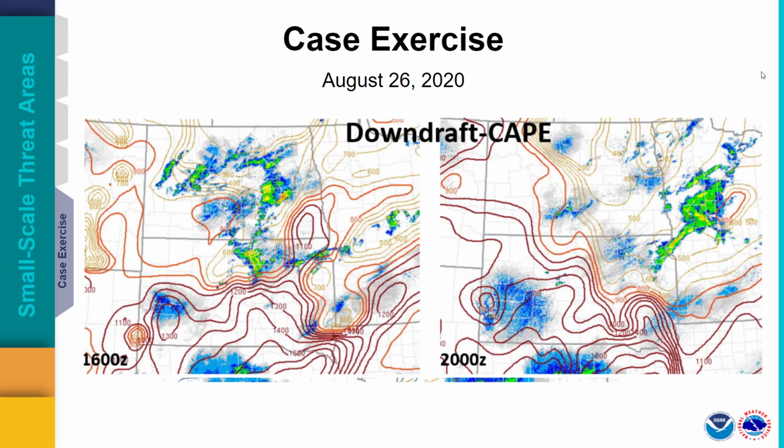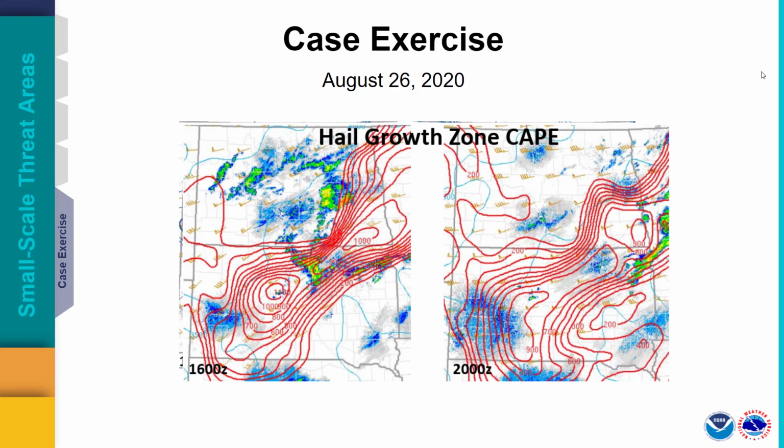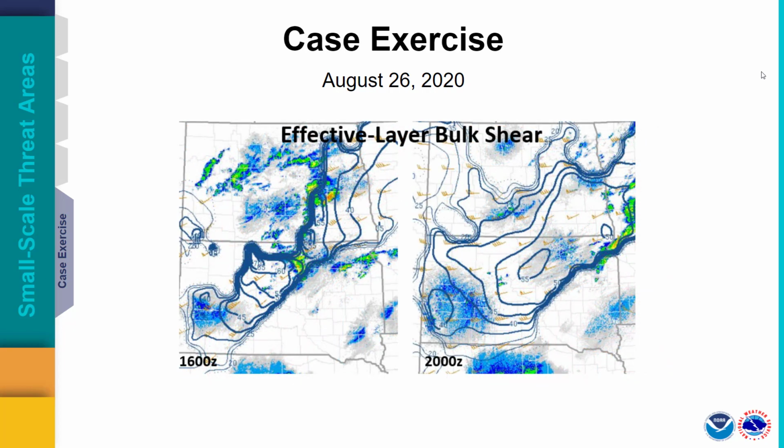How about hail? Here we see CAPE in the hail growth zone. Values above about 700 or 800 in the presence of shear aloft are quite favorable for very large hail, and this is highlighted across west central South Dakota, along with favorable deep layer shear.